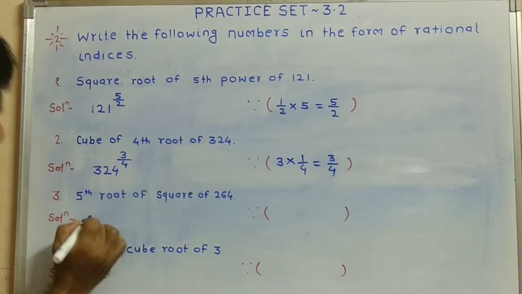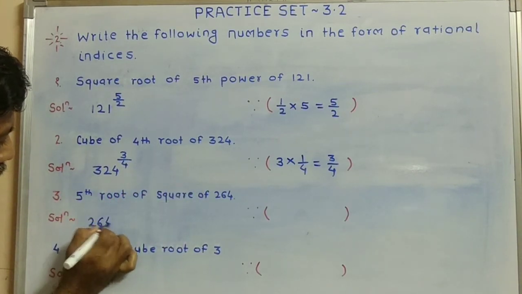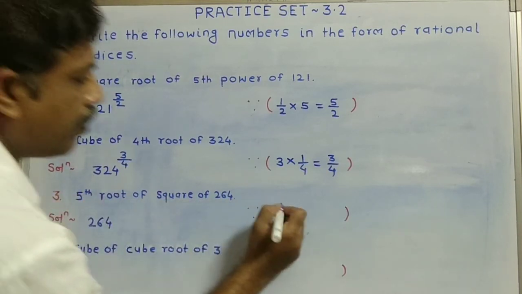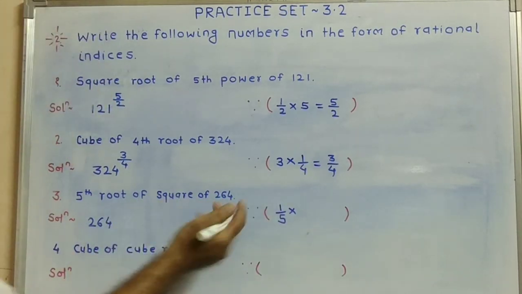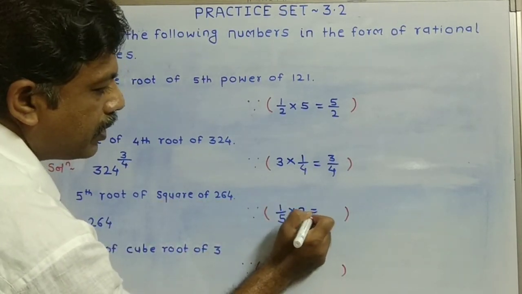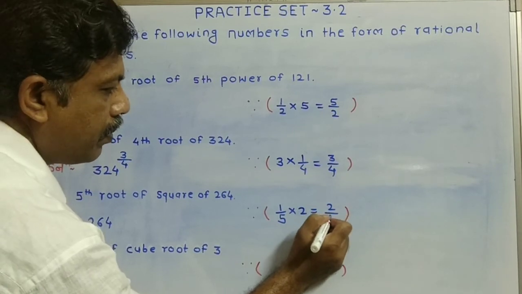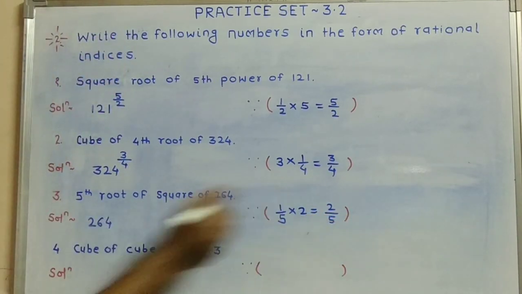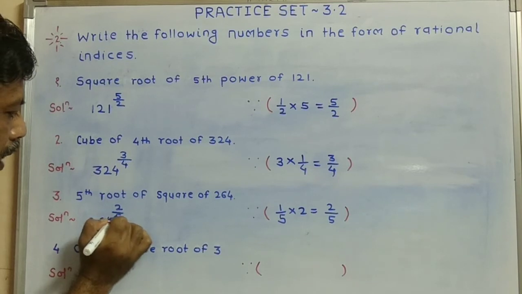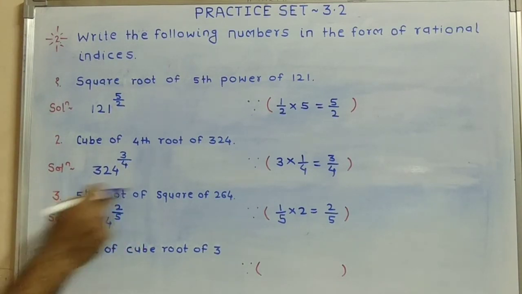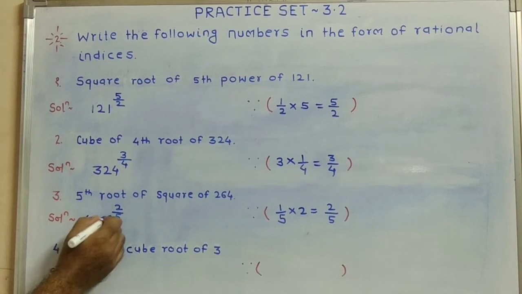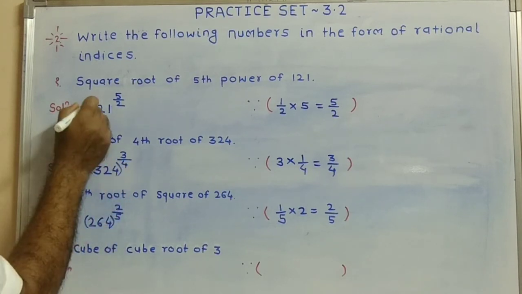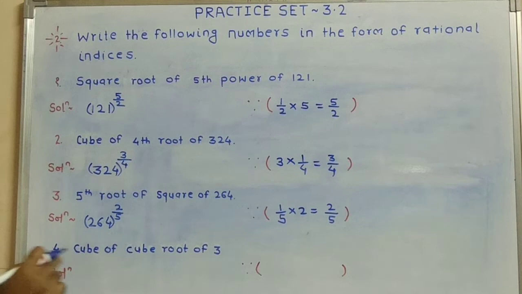Now we want the fifth root of square of 264. First write down the number 264. Which root? Fifth root. Fifth root means 1 upon 5. Of means multiplication. Square. Square means 2. Multiply this number 2 into 1, 2 divided by 5. Write this number here, 2 upon 5. You have got the answer. Then the fifth root of square of 264 is equal to 264 to the power 2 upon 5. You can just write these numbers inside the bracket.